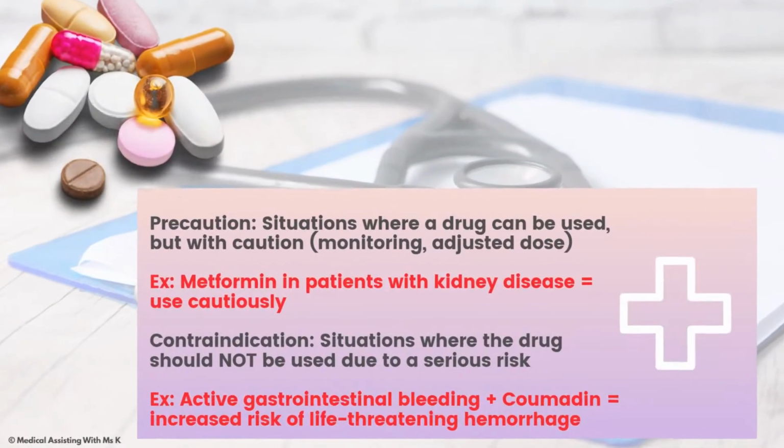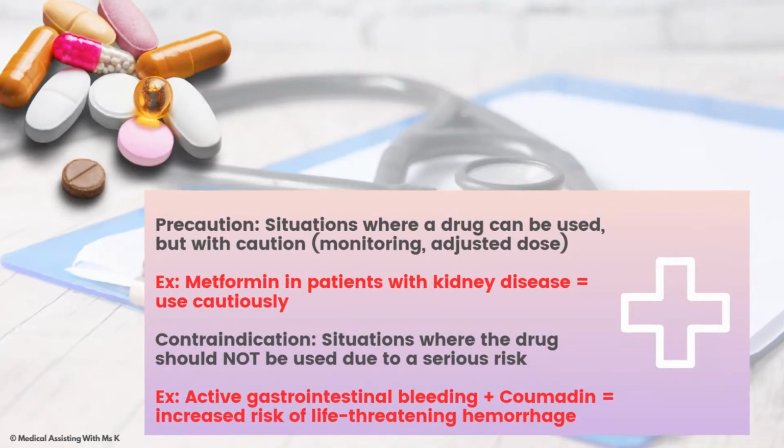All right. So, what is a precaution? Precautions are situations where a drug can be used, but with caution. For an example, metformin in patients with kidney disease must be used cautiously. So with a precaution, the medication can be taken, but you have to be mindful. You've got to use it cautiously. Another precaution example may be, before you take this medication, if you're pregnant, check with your doctor, right? Because certain medications may interfere with the fetus.